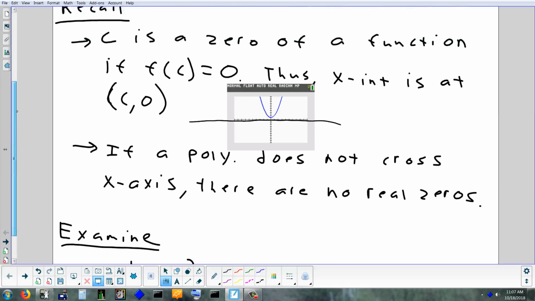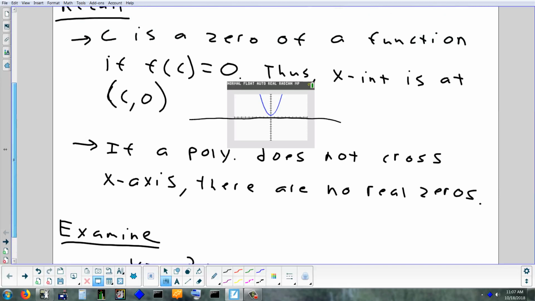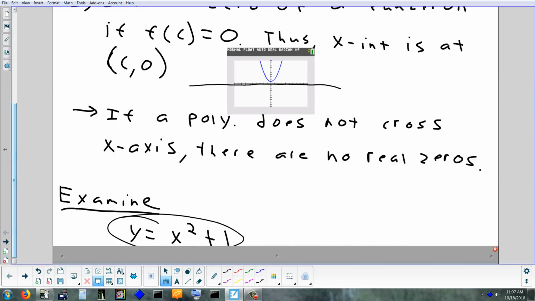So if it doesn't cross the x-axis, there are no real zeros. It doesn't mean there isn't a number you can plug into this equation and get 0 as an answer. It's just that the number you have to plug in is imaginary. Okay, that's the key. So we'll come back to that in a little bit. But I just want you to see here, if a graph never crosses the x-axis, then that means it has no real answers. Okay? It could just have imaginary. Any questions why there's no real answers here?